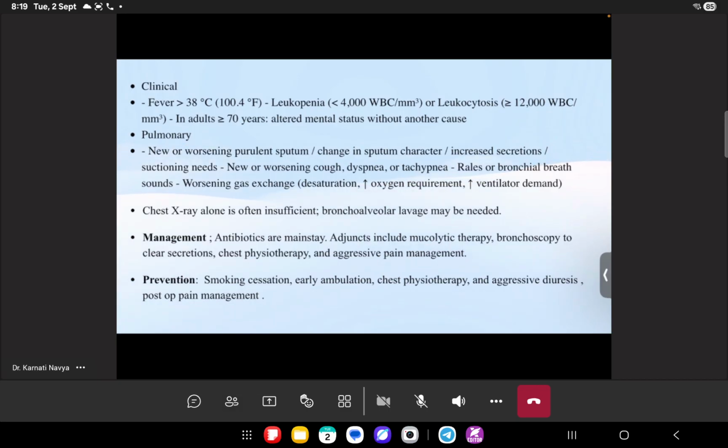Management is by antibiotics, which are the mainstay of management, along with mucolytic therapy, bronchoscopy to clear the secretions, chest physiotherapy, and aggressive pain management. Prevention is smoking cessation, early ambulation, chest physiotherapy, and aggressive diuresis and post-op management.